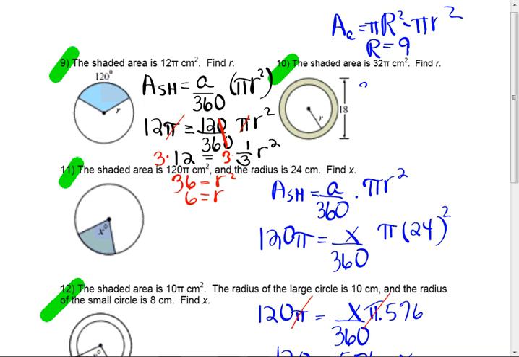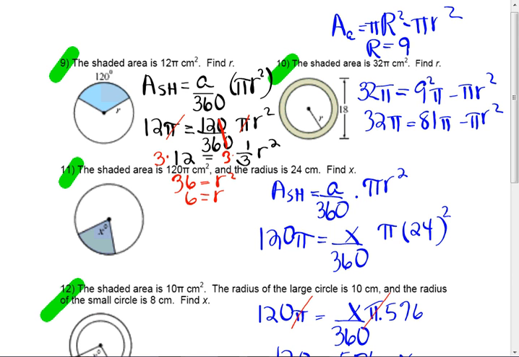Okay, so the shaded region's 32 pi equals, let's see, I've got the big radius, which is 9 squared times pi minus pi little r squared. What's this going to give me? 81 pi. Okay, what do you do next?